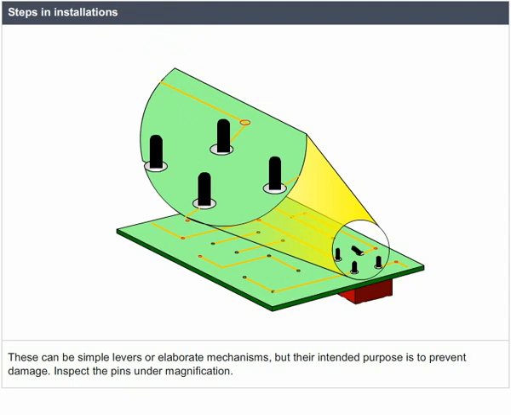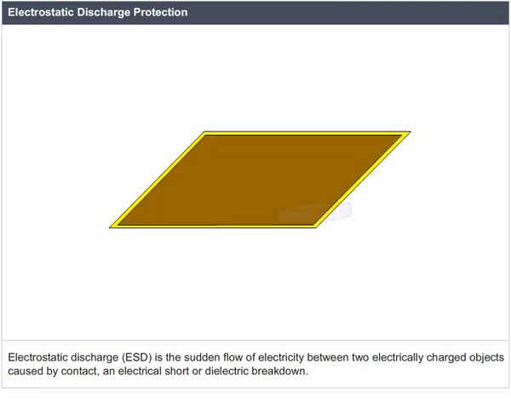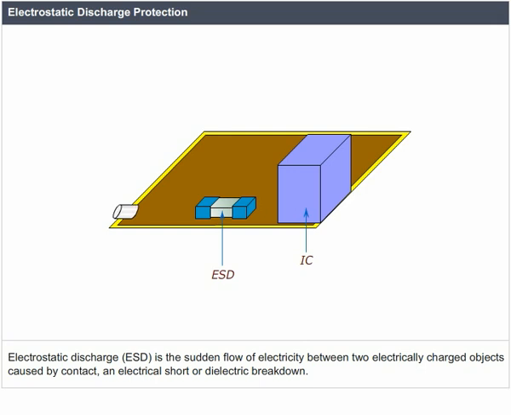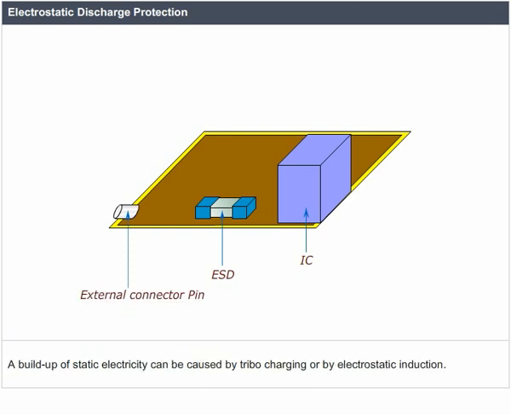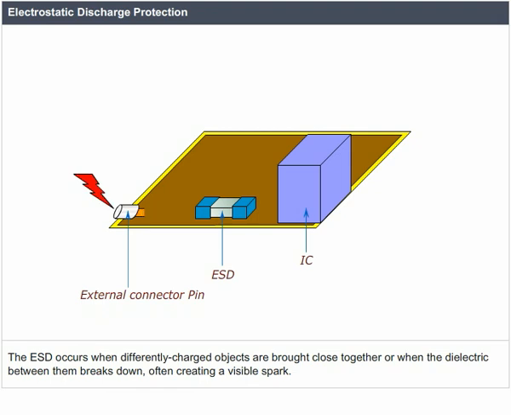Electrostatic discharge protection. Electrostatic discharge (ESD) is the sudden flow of electricity between two electrically charged objects caused by contact, an electric short, or dielectric breakdown. A buildup of static electricity can be caused by tribocharging or by electrostatic induction. The ESD occurs when differently charged objects are brought close together or when the dielectric between them breaks down, often creating a visible spark. ESD can create spectacular electric sparks.